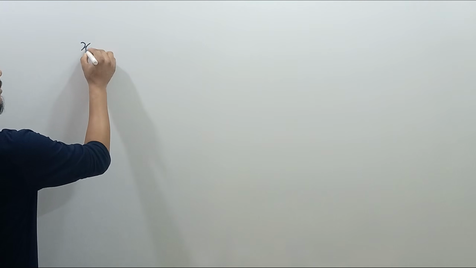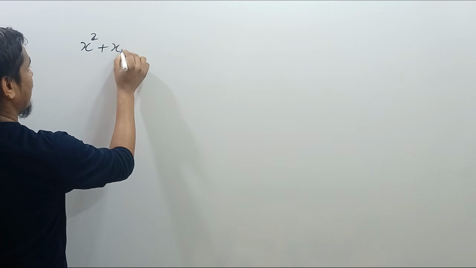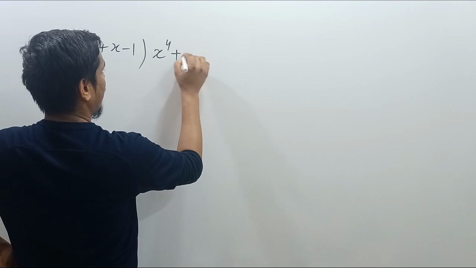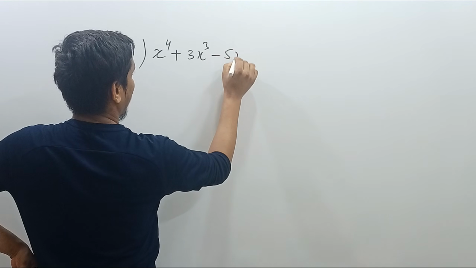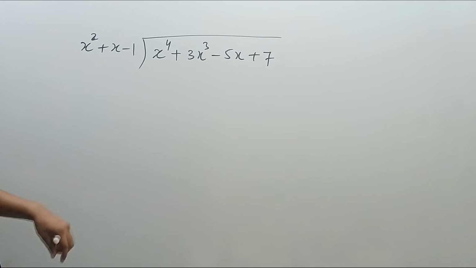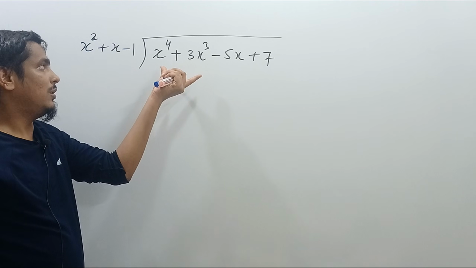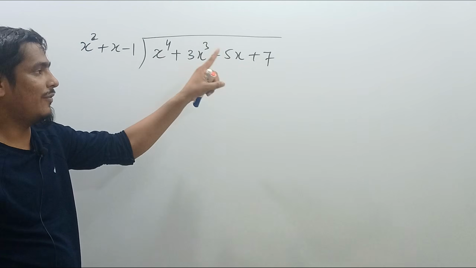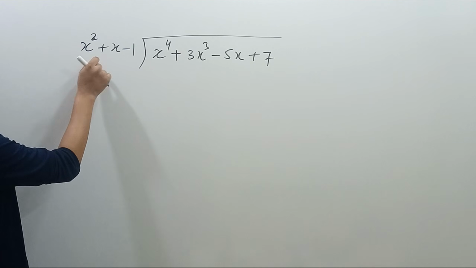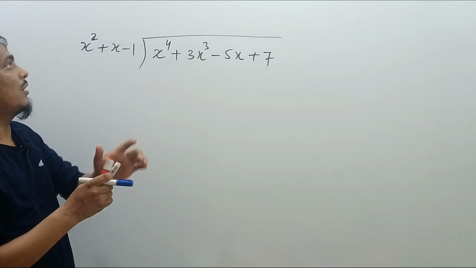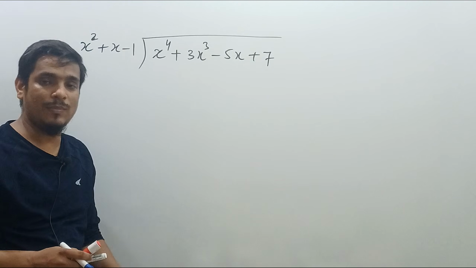So let me take an example. We are given x square plus x minus 1, which is going to divide x to the power 4 plus 3x cube minus 5x plus 7. So we have been given the dividend as x to the power 4 plus 3x power 3 minus 5x plus 7, and the divisor is x square plus x minus 1. So we need to find the quotient as well as the remainder.